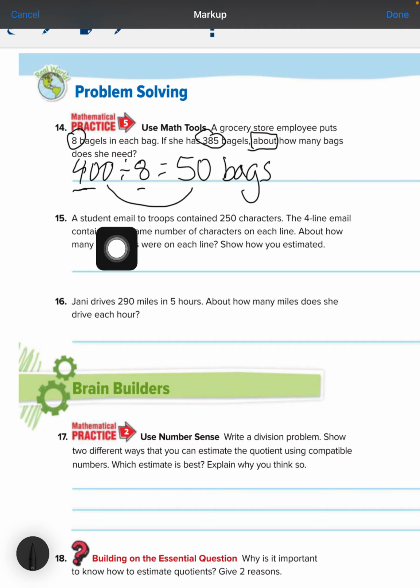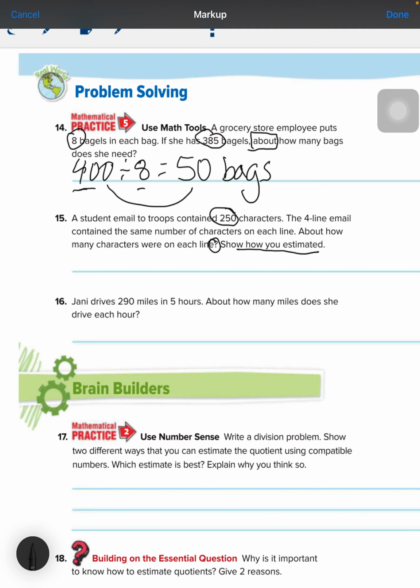Number 15, a student email to troops contains 250 characters. Characters is another word for letters and numbers. The four-line email contains the same number of characters in each line. About how many characters were on each line? Show how you estimated. One question mark, we have to show our work.